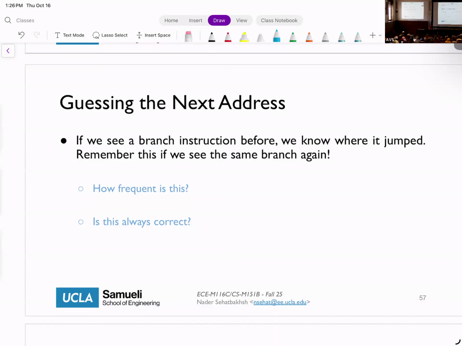Okay, so the question is how frequent this is, and is this always correct? These are the two questions that we need to answer. Am I going to see lots of branches many, many times? Is there any sort of recurrence happening in the branches? And what if I make an incorrect decision? Do all branches always jump to the same address? If I just remember one thing, would that be okay, and would that be sufficient? We're going to answer these questions. Yes, it's very useful for loops, for example, because in loops you always go back many, many times. But maybe for functions, maybe not a great idea. For returns, maybe not a great idea.